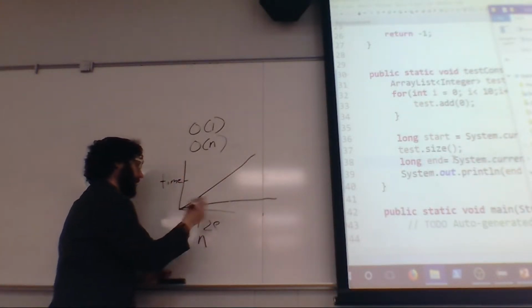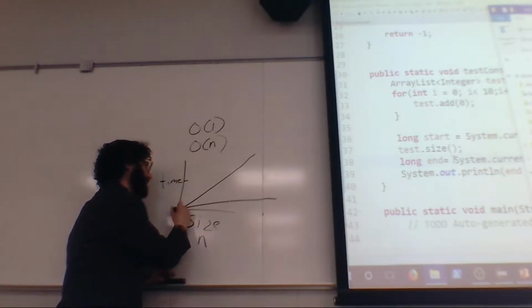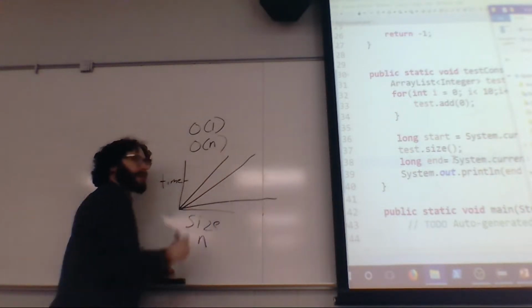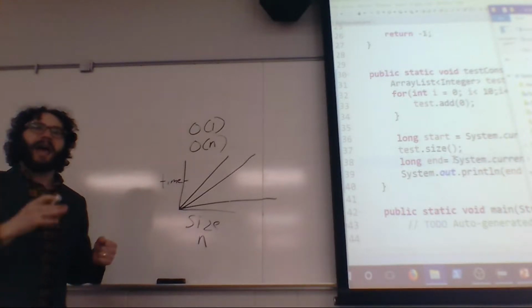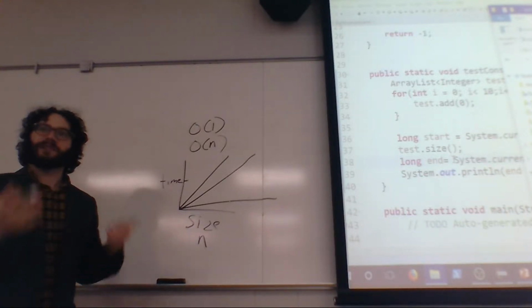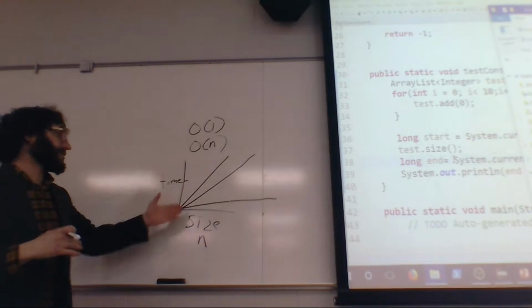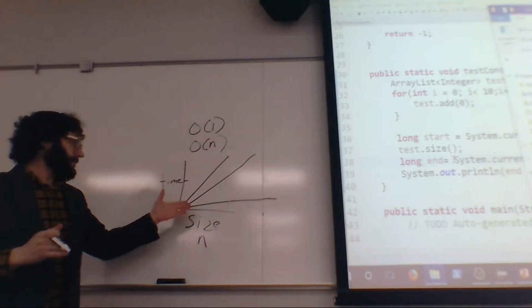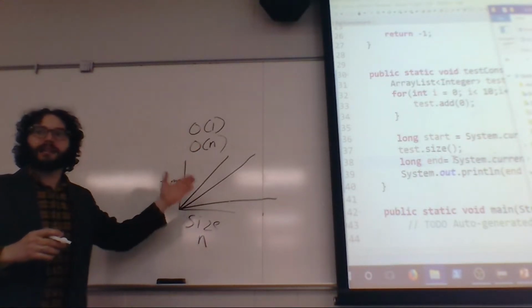Or maybe if my input size goes up by 10, the amount of time it takes goes up by 20. So in other words, everything I add takes 2 steps as opposed to 1 step. But that still describes a linear relationship.